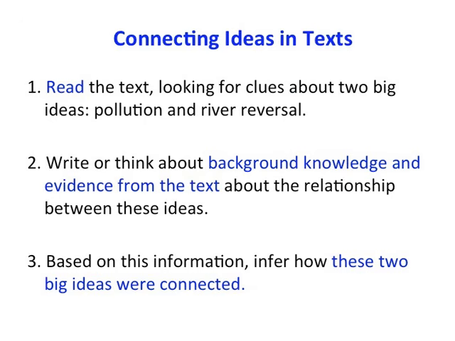We're going to use 3 steps to do this. First, we'll read the whole text. Then we'll focus in on parts of the text that relate to our 2 key questions. We'll use our background knowledge and evidence from the text to think through the connections between pollution and the river's reversal. Finally, we'll draw a conclusion about how these big ideas were connected.